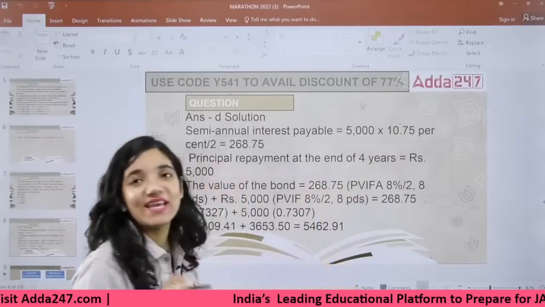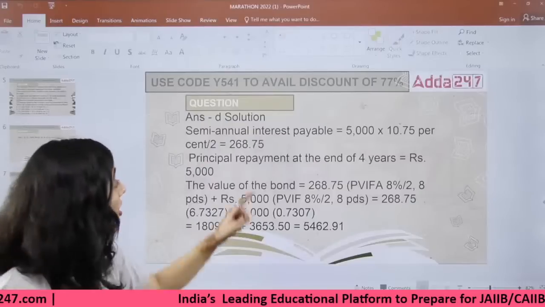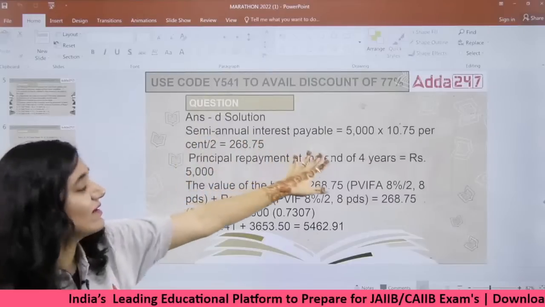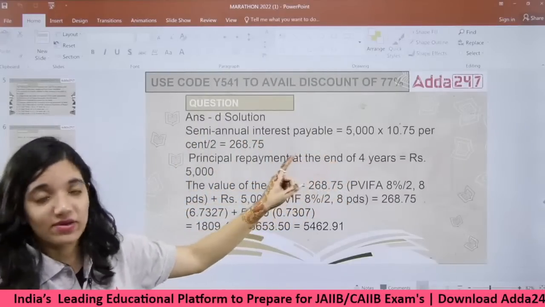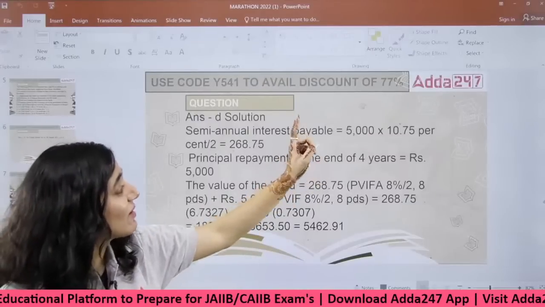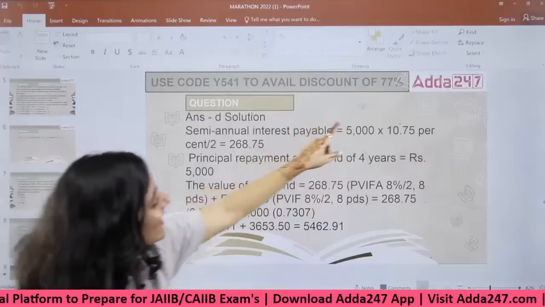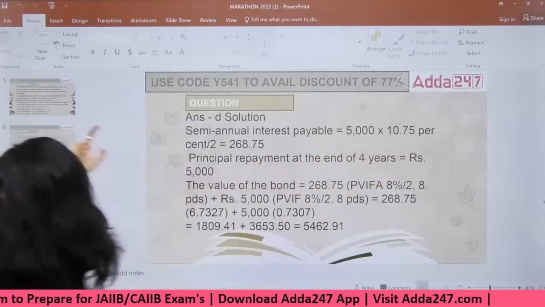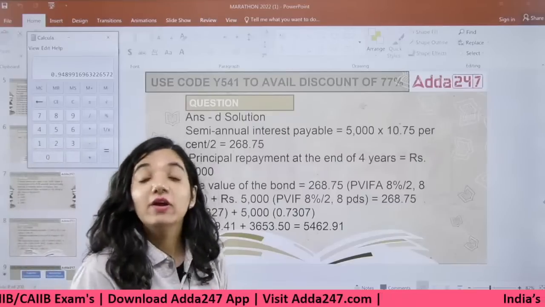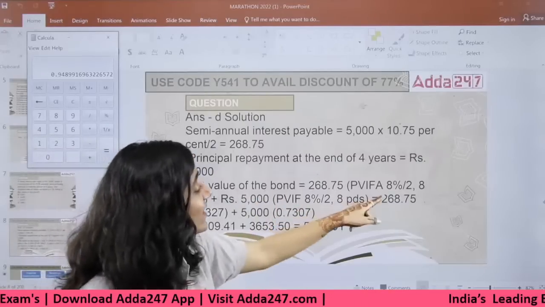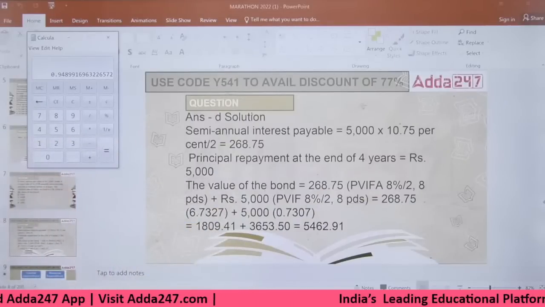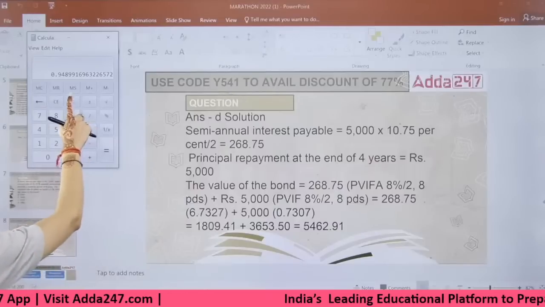This 268.75 is calculated on the basis of this amount. See, this was 268. That means they have taken the semi-annual interest in terms of one particular year, right? So in one particular year, the interest was 5,000 multiplied by 10.75. What I did was I took half of 10.75. That came out to be 5.375. Now for the PV factor, I'll have to use that interest rate only. That is what we are going to choose here for the working. Okay, the required rate of return was also given, so I'm going to take that one.